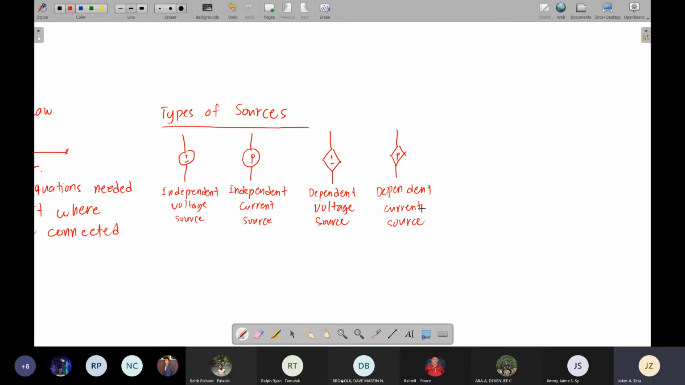But there are also different types of dependent sources. Any questions? Lara? Any questions? It seems I am not being clear.